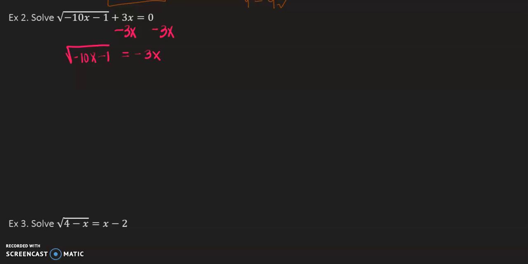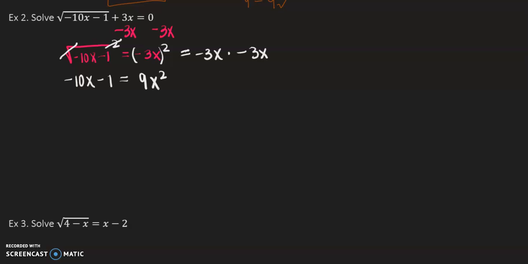Then what you're going to do is square both sides. And whenever I'm squaring something, I want to put parentheses around it. So the radical and the square will cancel out, and you're just left with negative 10x minus 1 equals, this is negative 3x times a negative 3x. So that means negative 3 times a negative 3, that's 9, and then x times x, that's x squared.